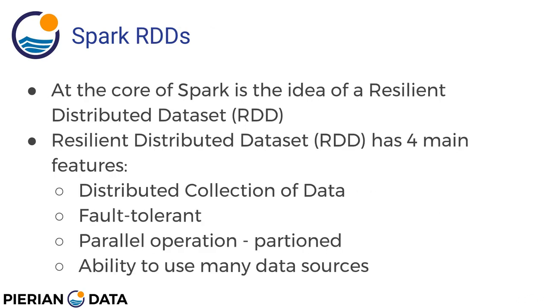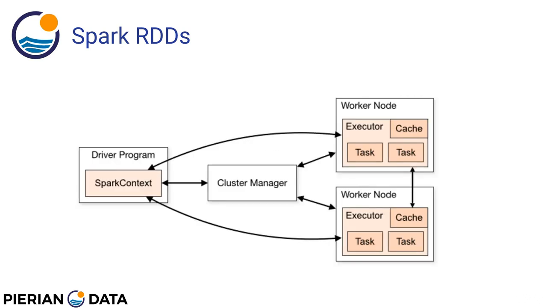Now let's talk about just Spark in particular. At the core of Spark is the idea of an RDD, or a Resilient Distributed Dataset. A Resilient Distributed Dataset, or RDD, has four main features: a distributed collection of data, fault tolerance, parallel operation, the ability to be partitioned, and the ability to use many data sources, not just be limited to something like the Hadoop distributed file system.